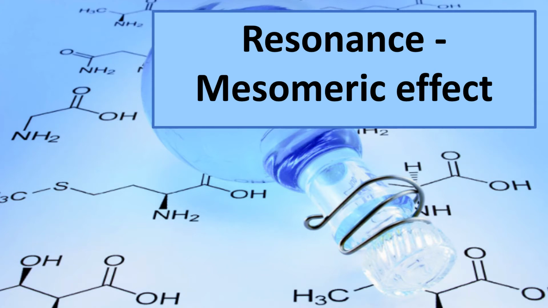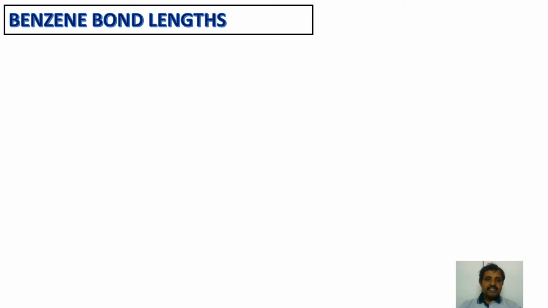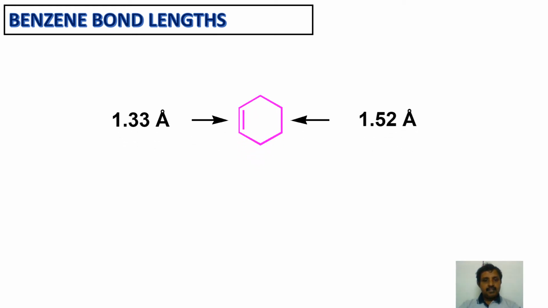In this class, we are discussing the resonance mesomeric effect, and benzene bond lengths. That is the single bond between the carbon-carbon atoms. It has a bond length of 1.52 angstrom units. But when we consider the double bond between the carbon-carbon atoms, it has 1.33 angstrom units.